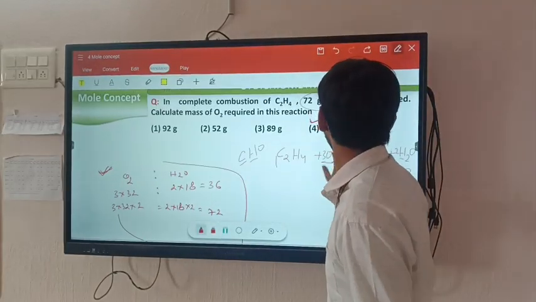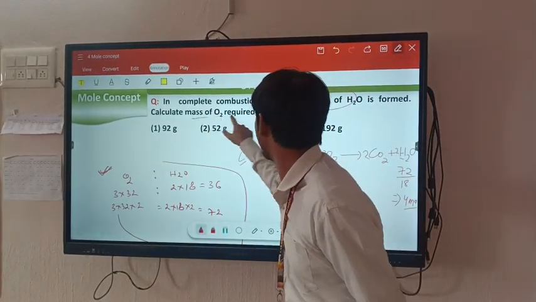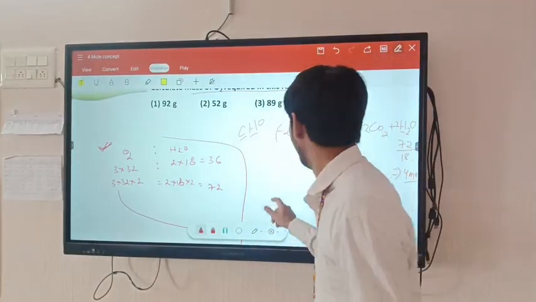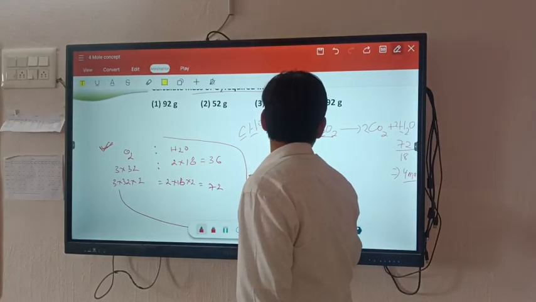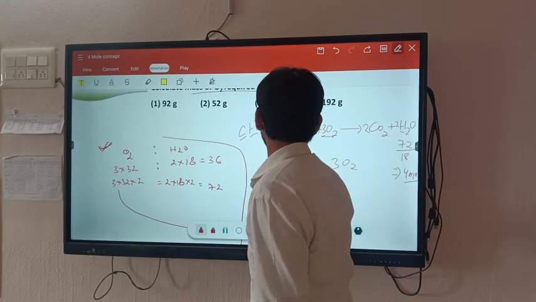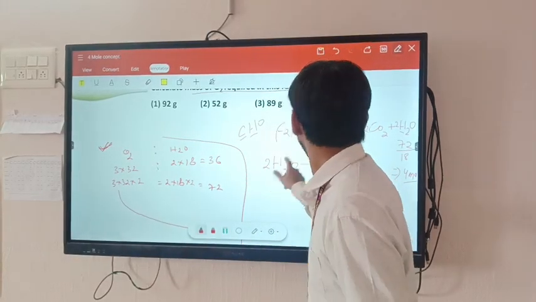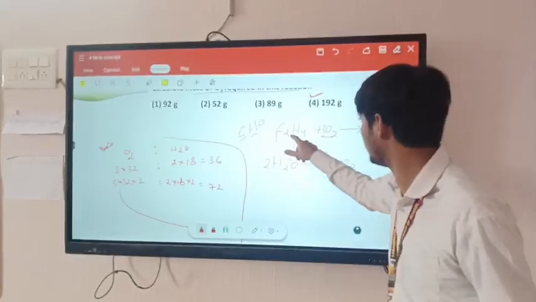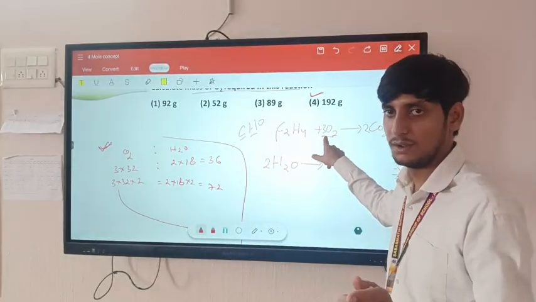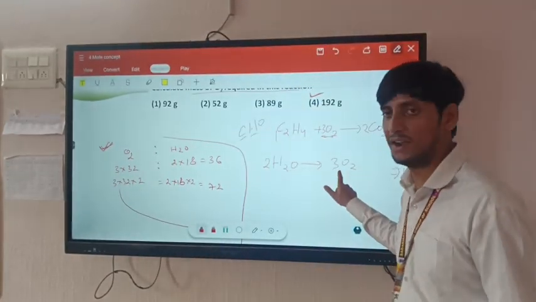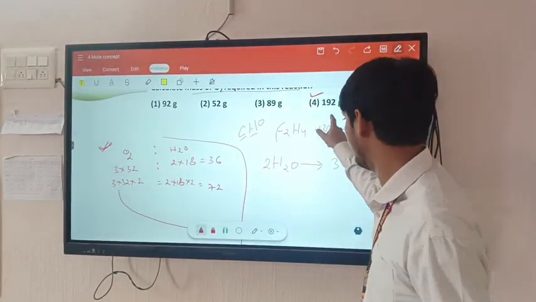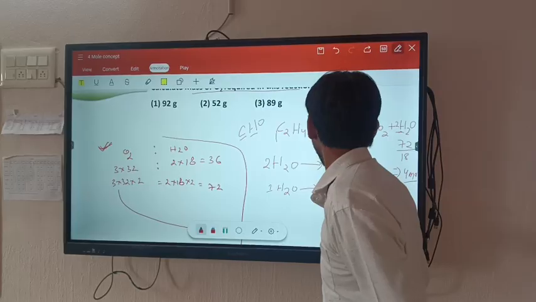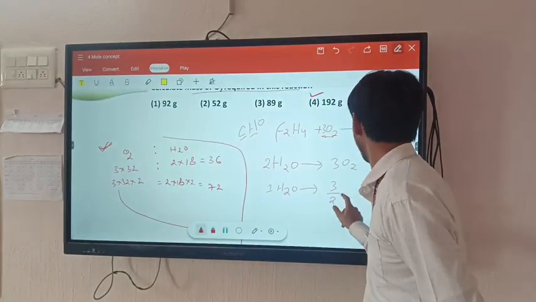Now they ask, calculate the mass of oxygen required for the reaction. Given data is H2O, target is oxygen. Now listen. For formation of 2 mole H2O, 3 mole oxygen is required. Means for 1 mole H2O, 3 by 2 mole oxygen.